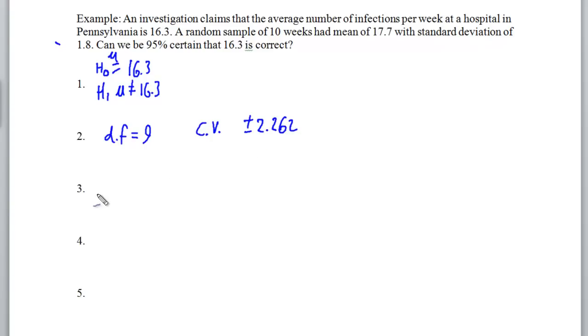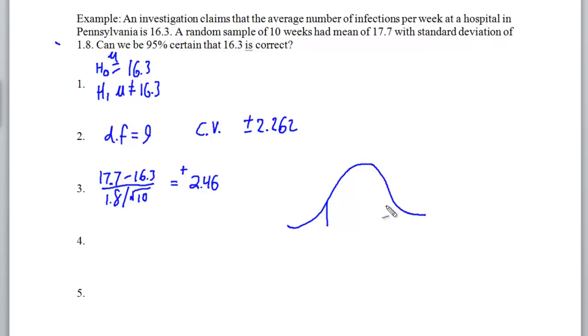2.262. Now we're going to compute our test: 17.7 minus 16.3 divided by 1.8 divided by the square root of 10. If we compute that out correctly on the calculator, we get 2.46 positive. So if we analyze that in step 4, our critical values were positive and negative 2.262.